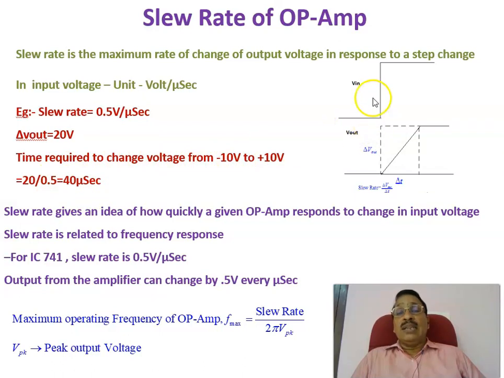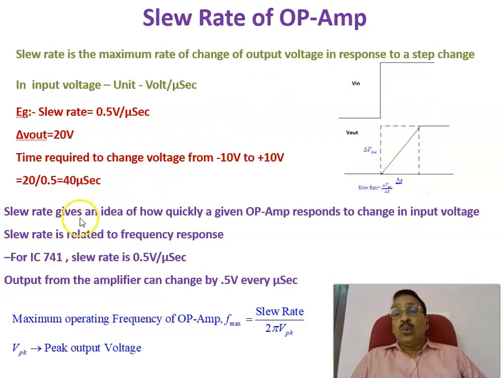Even though the input is changing suddenly from minus 10 to plus 10, the output is not reflecting that. It takes a certain time to change from minus 10 to plus 10, and that time is decided by the slew rate. If the slew rate is 0.5 volt per microsecond, a 20 volt change requires 20 divided by 0.5, so 40 microseconds is required.